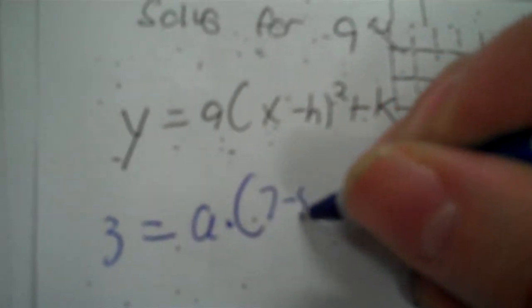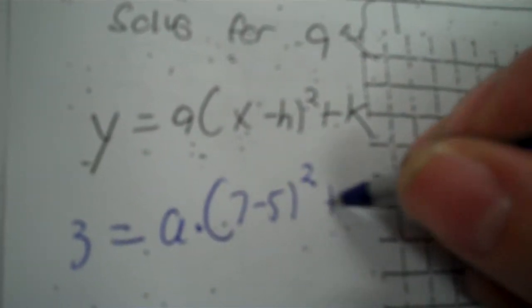Okay, so Y is replaced with 3, and then A times, and then it says X minus H. We don't put a number in for A because that's what we're solving for. X minus H, so it's going to be 7 minus 5 to the second power, don't forget that, and then plus K. K we know is 5. You just put all of those values into the quadratic equation.